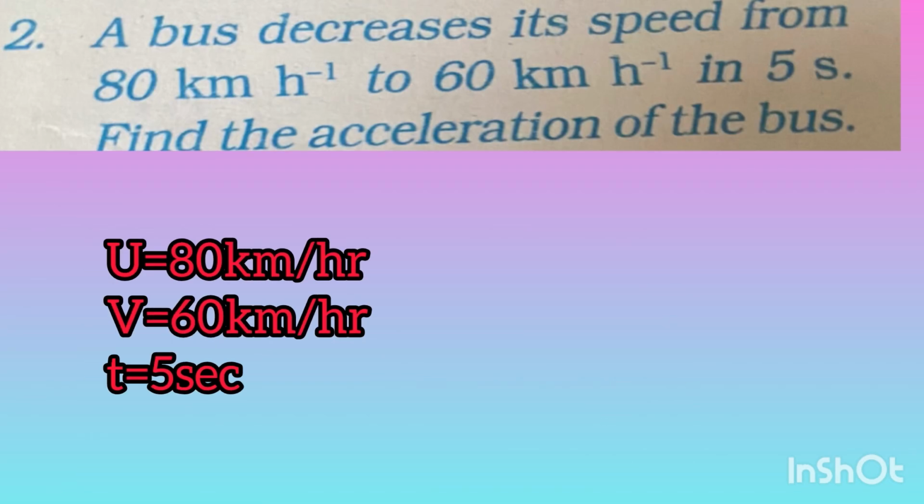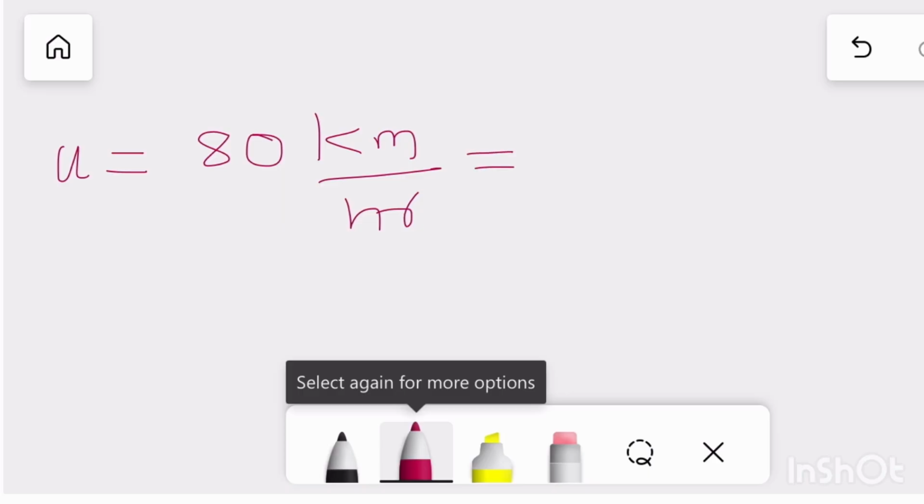Page number 77, question number 2. A bus decreases its speed from 80 km per hour to 60 km per hour in 5 seconds. Find the acceleration of the bus. Here initial velocity is 80 km per hour, final velocity is 60 km per hour and time is 5 seconds. Velocities are in kilometer per hour, so first convert that into meter per second.